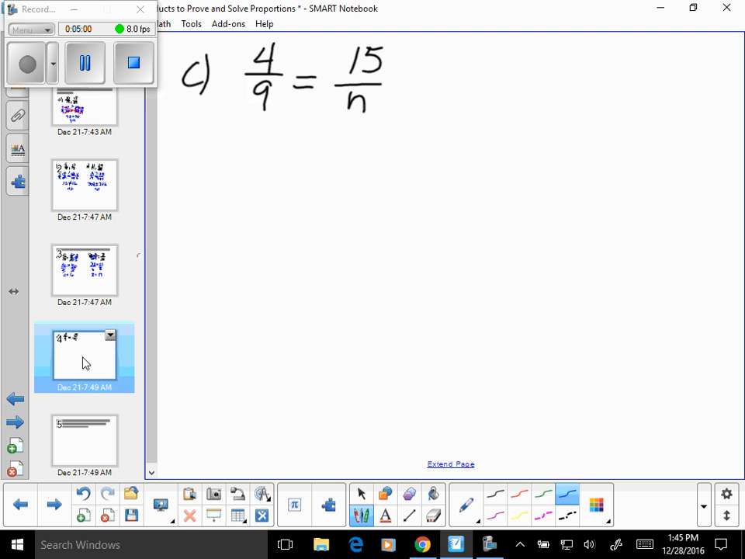Moving on to C, I really can't do any reducing. You absolutely cannot reduce the 9 and the 15 by 3 because you cannot reduce across an equal sign. You can only do that when you're multiplying fractions. So I'm going to have 4 times n equals 9 times 15, which is going to be 135. Again, I have that one-step equation. Multiply by the reciprocal of the coefficient, or in this case, divide by 4, and n is going to equal 33.75.